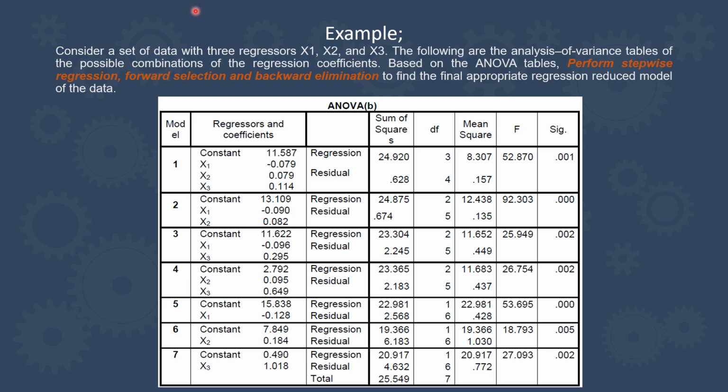I know this might be hard to follow without an example, right? So let's go through one example together. This will help you see how each method works. So here is the example. Consider a set of data with 3 regressors, x1, x2, and x3. The following are the analysis of variance tables of the possible combinations of the regression coefficients. Based on the ANOVA tables, perform stepwise regression, forward selection, and backward elimination to find the final appropriate reduced regression model of the data.